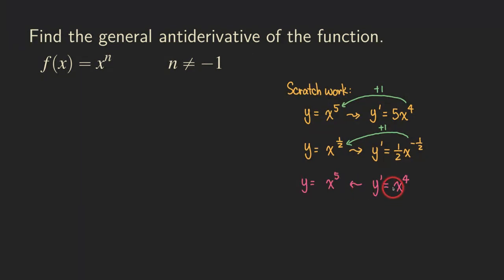Now the question is, how do we get rid of the 5? How do we go from 5x to the 4th to x to the 4th? We can actually just multiply this by 1/5. So what's really happening here is that if we go from 5x to the 4th and we want to go from there to x to the 4th without the 5 in the front, we can simply just multiply that by 1/5.